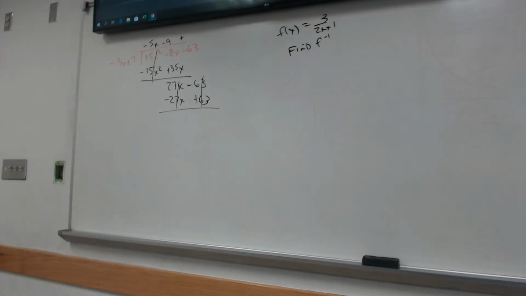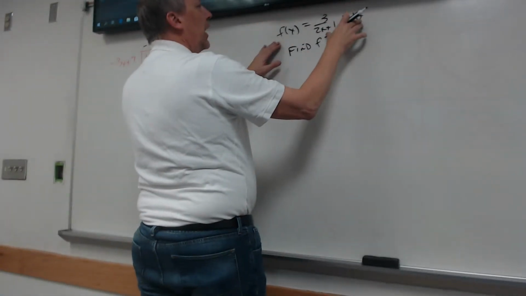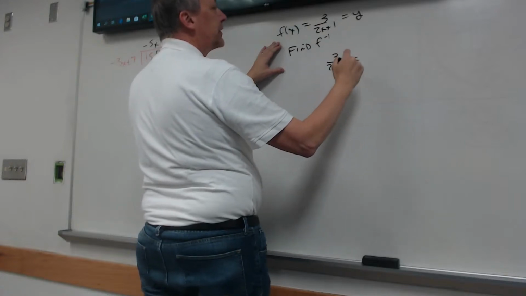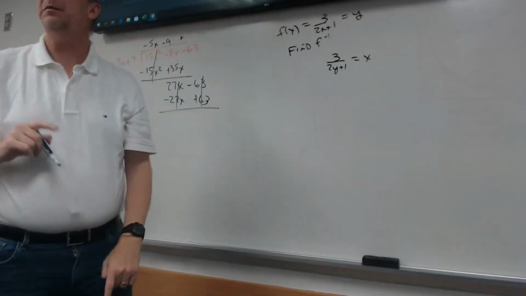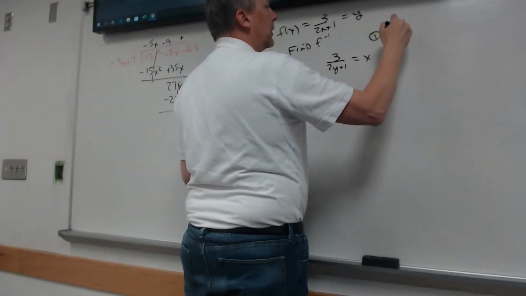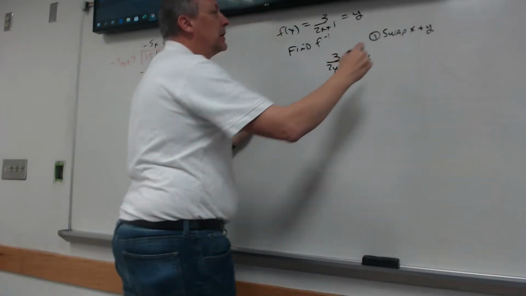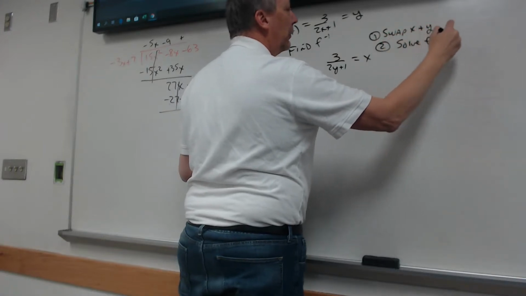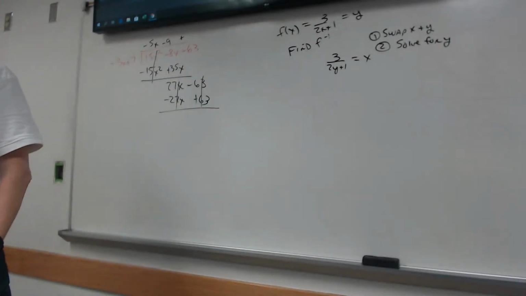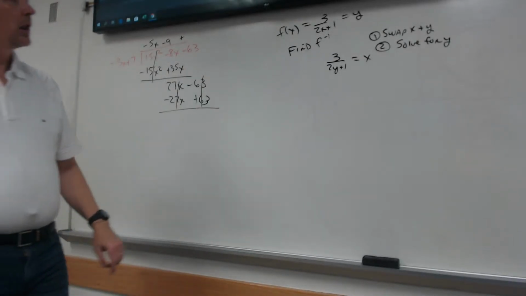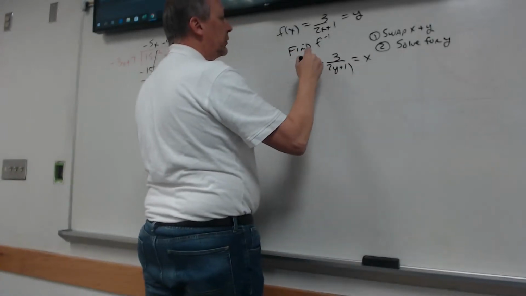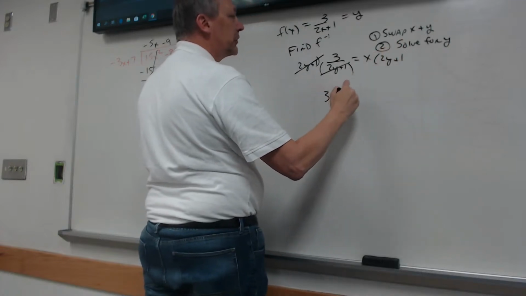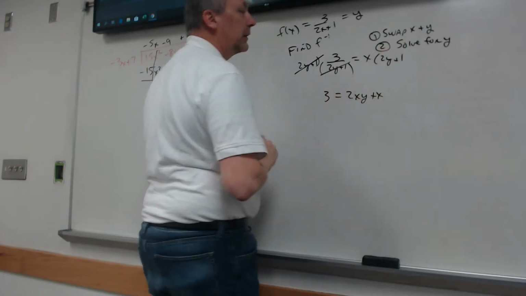Okay, so we're going to set it equal to y, and then we're going to swap. And so this becomes what? 3 over 2y plus 1 equals x. Okay? So your first step is to swap the x and the y. Okay, and then step 2 is to solve for y. How do I solve for y in this case? Multiply both sides times 2y plus 1. That will cancel that 2y plus 1. So I'm going to get 3 equals 2xy plus x, right?